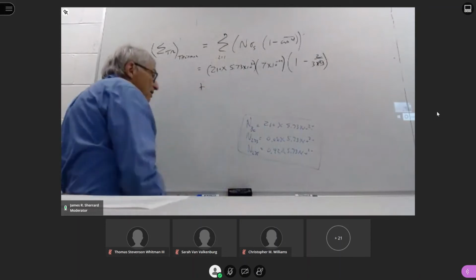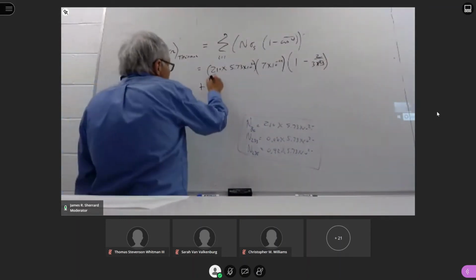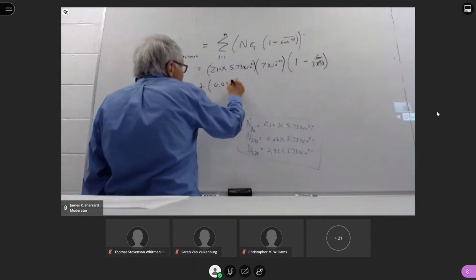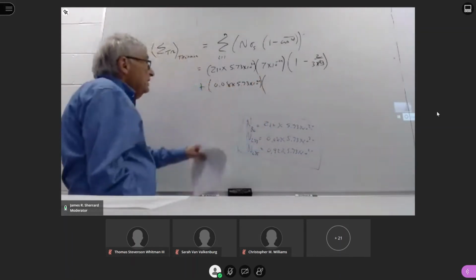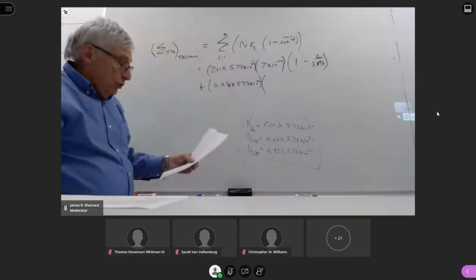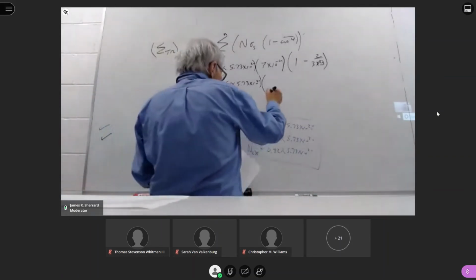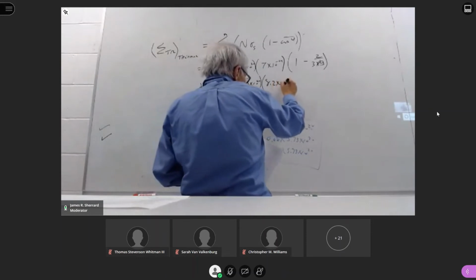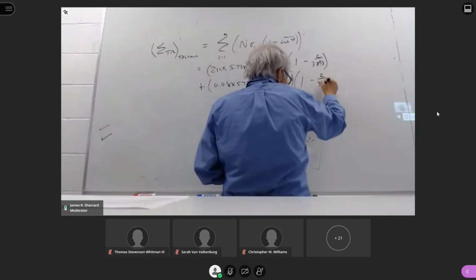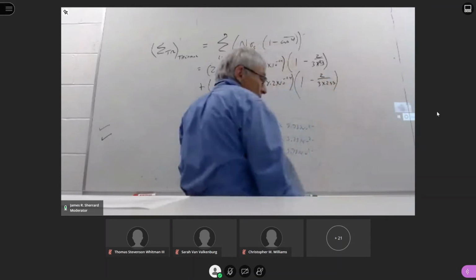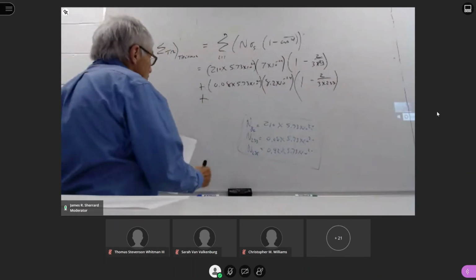We're going to add to that the contribution for uranium-233, which is going to be 0.08 times 5.73 times 10 to the 20th, times its scattering value, again for thermal, and that value was 8.2 barns. And then we use the same value there. Then finally we do it for the third one, which is uranium-238.